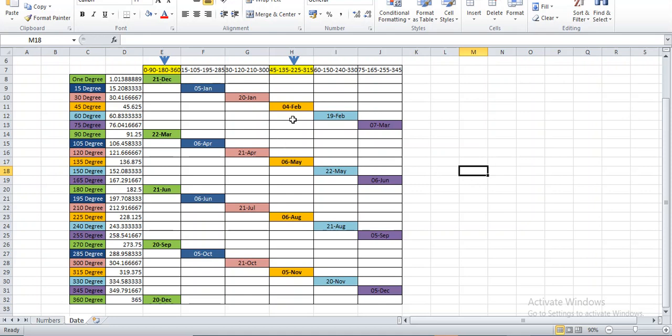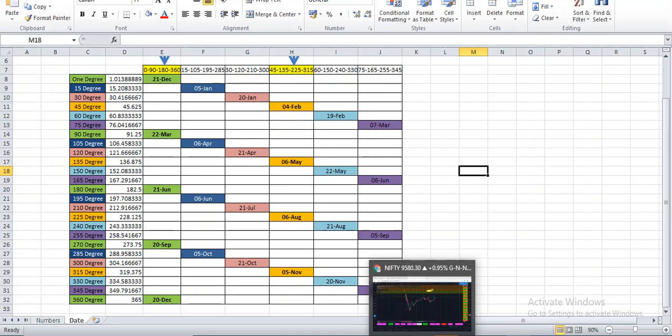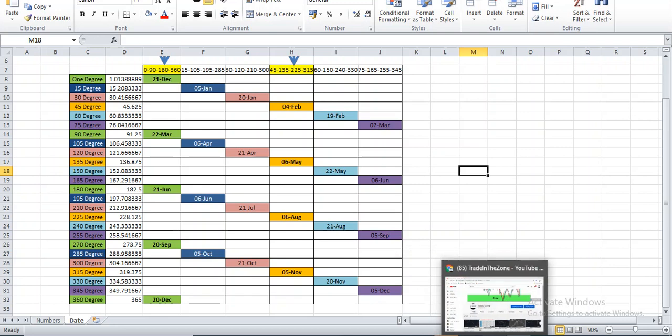If it is going up, then you buy on dips. If it is coming down, you sell on rise until the top or bottom gets broken.